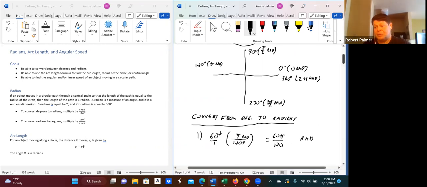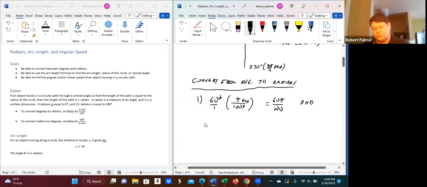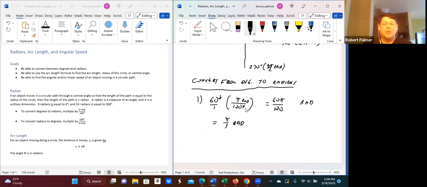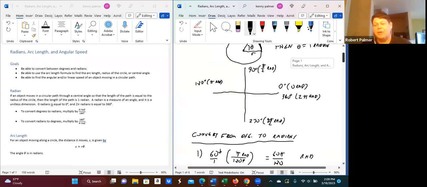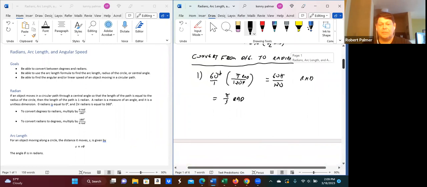And then, of course, reduce. This will reduce, and actually 60 goes into 180 three times. It's going to be just pi over 3 radians. Sometimes people include the word radians or not, okay? So 60 degrees is the same thing as pi over 3 radians. Hopefully that makes sense, because 60 is 1/3 of 180 degrees. So if we divide pi into 3 parts, then 60 would be pi over 3, okay?